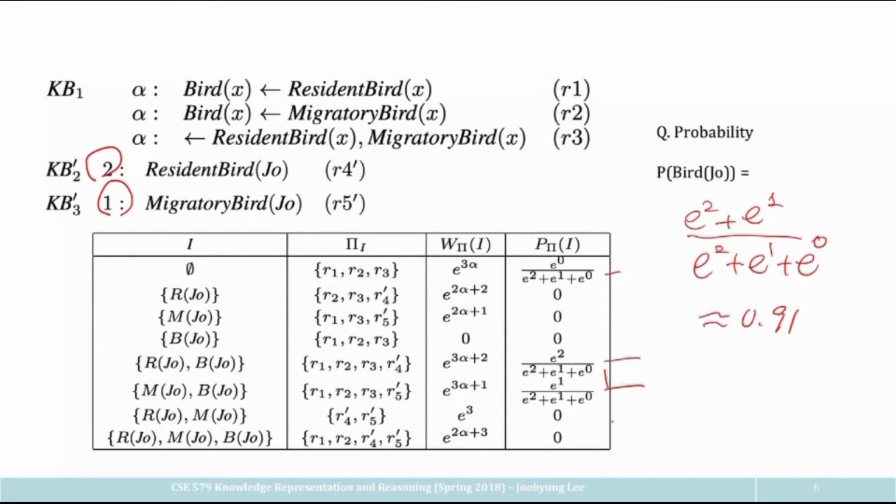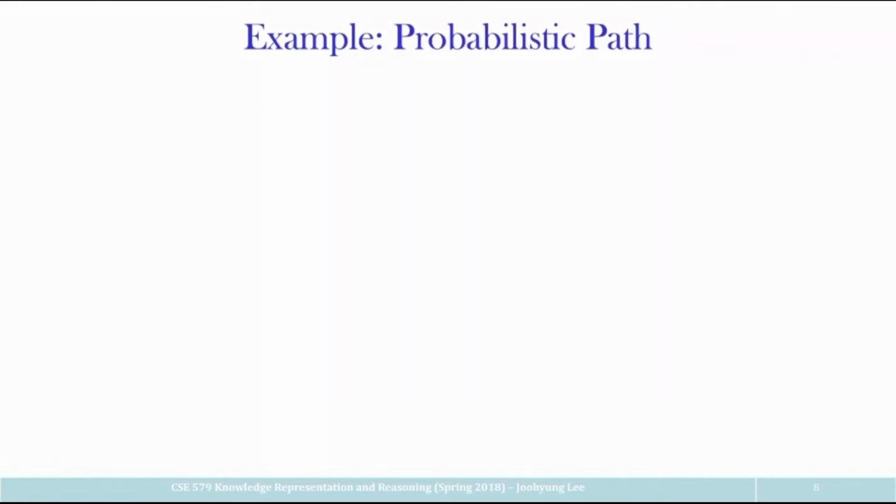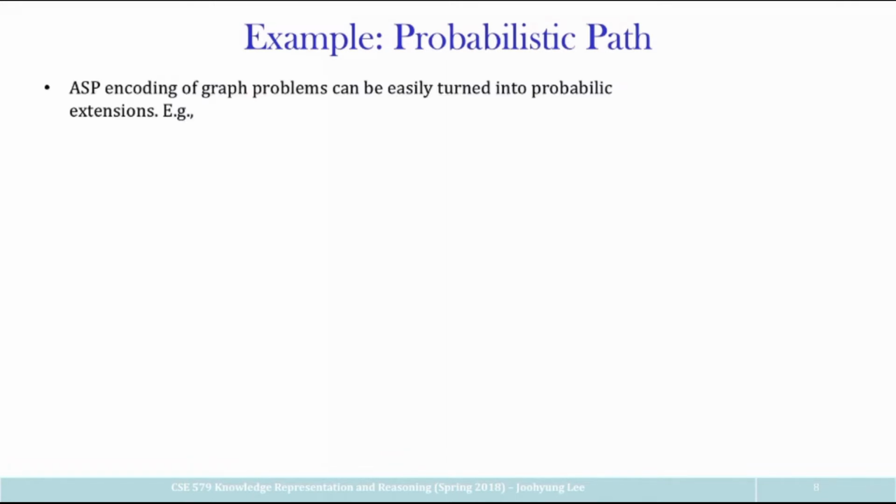Okay. All right, so now let's look at some examples of the LPMLN language and how it can be useful. Here we want to talk about the path problem. We did these problems in ASP: the Hamiltonian cycle problem, coloring, or clique.